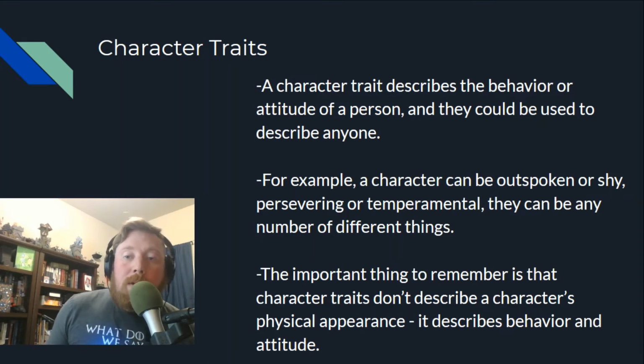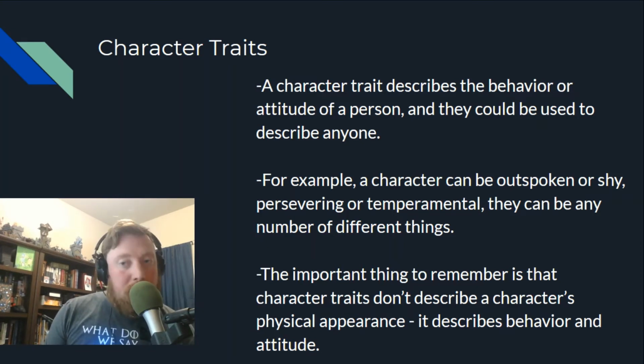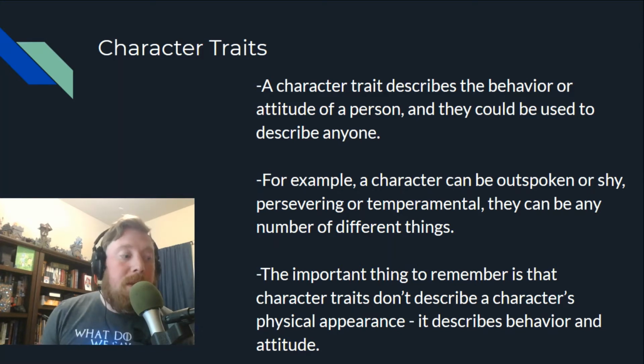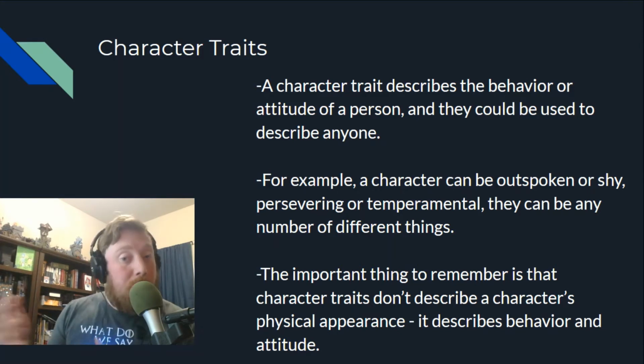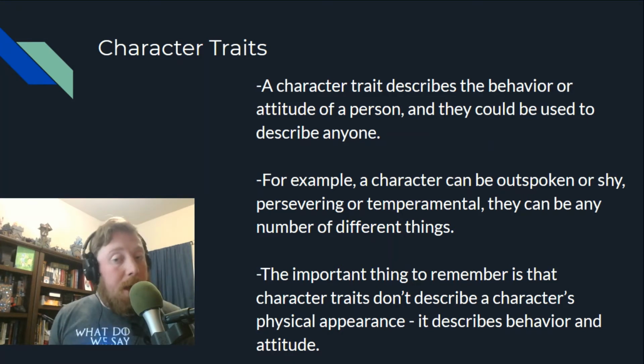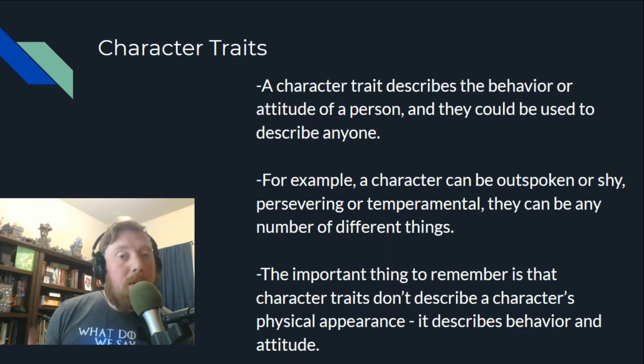A character trait describes the behavior or attitude of a person, and they could be used to describe anyone. You yourself have character traits. I myself have character traits. They are traits that describe my character. And so authors also have character traits for all of their characters because they are writing about people. They are writing about persons. So, for example, a character can be outspoken or they can be shy. They can be persevering or temperamental. They can be any number of different things. Any way that you can think of describing a human's attitude or their behavior is a character trait.